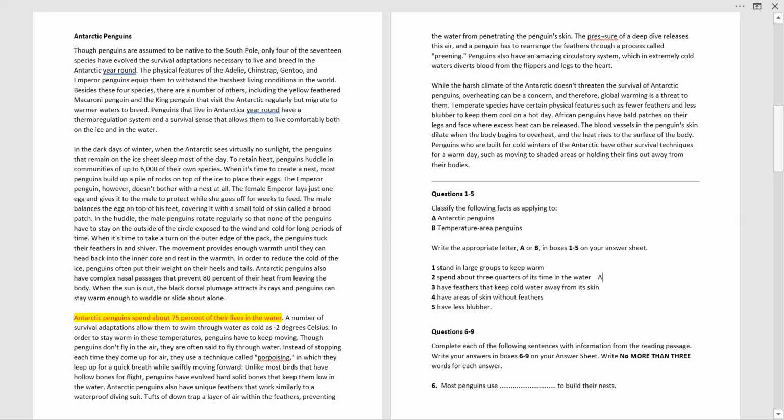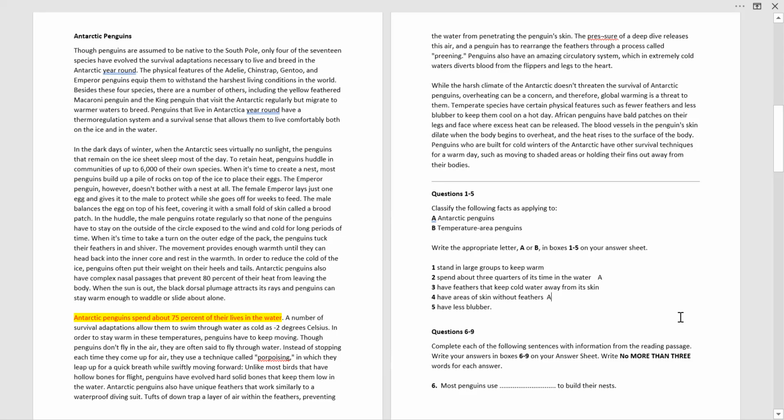The pressure of a deep dive releases the air. A penguin has to retain the feathers through a process called preening. Penguins also have an amazing circulatory system, from the flippers to the legs to the heart. So this is all about the penguins of the Antarctic, and they have areas of skin without feathers. This also stands true for the Antarctic penguin.